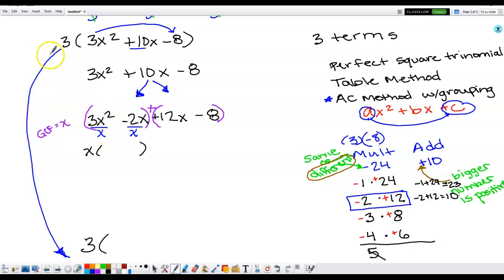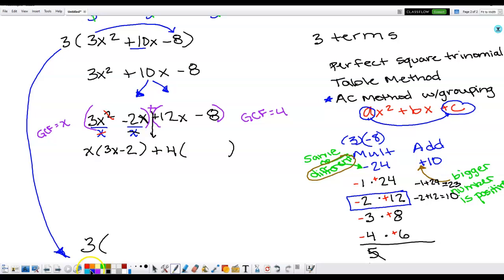3x squared divided by x is just 3x. Negative 2x divided by x is negative 2. Looking for the GCF of positive 12x minus 8. They both have a 4 in them. So I'm going to call my GCF for these last 2 terms a 4. Write it down so I don't lose it. Bring down that plus sign, that purple one.